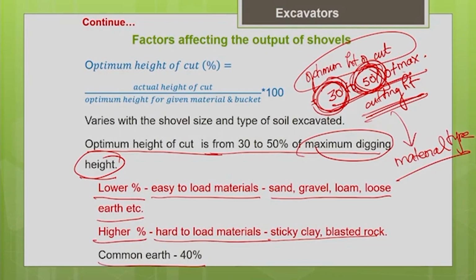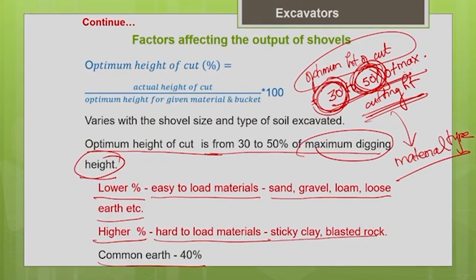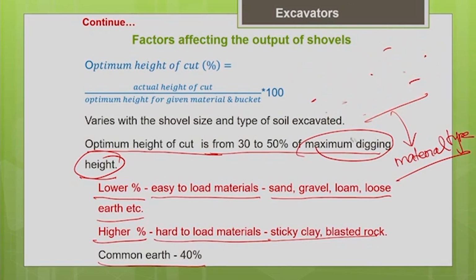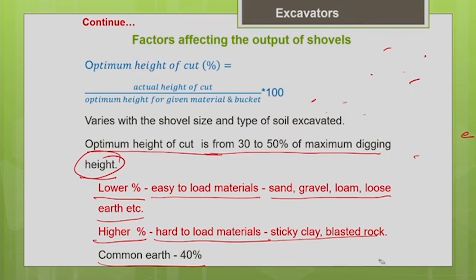This is how you have to find your optimum height of cut for the particular machine. So, basically it depends upon the maximum cutting height possible for the machine, as well as upon the material type. Based upon that I can find the optimum height of cut. So, you have determined the optimum height of cut for your machine depending upon the material type and the maximum cutting height for that particular machine.